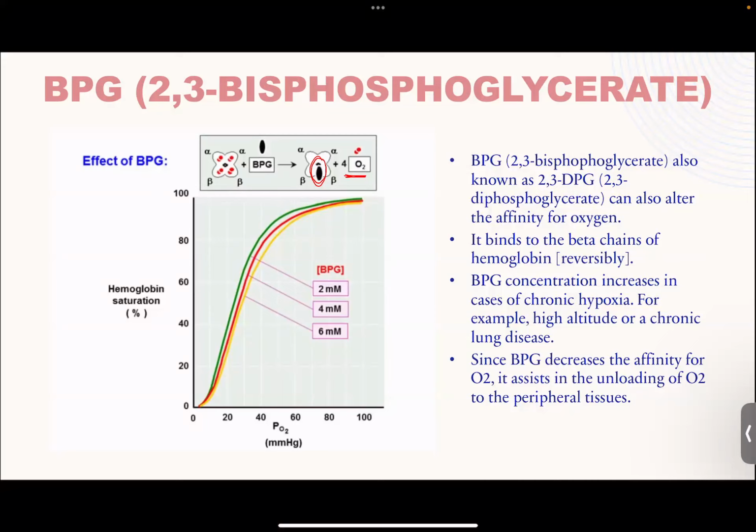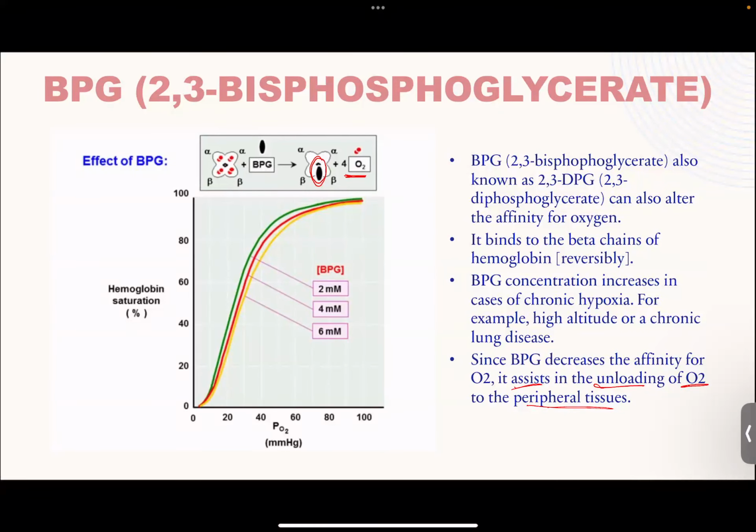Because remember how we said, physically dissolved oxygen is the one that's important. It's the one that needs to go through the membranes and go to the tissues for it to be used, right? So we want this oxygen to leave the red blood cell and go somewhere. This could happen in the case of high altitude when you go to someplace high up, or if you have a chronic lung disease and you have less oxygen. This is what it does, right? And it says it assists in the unloading of O2 to the peripheral tissues.